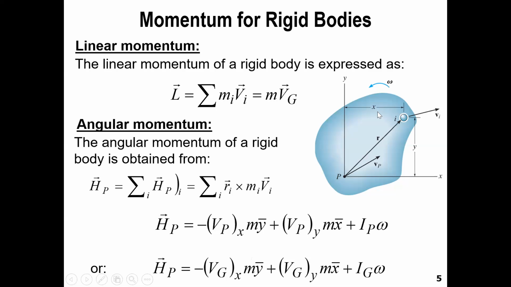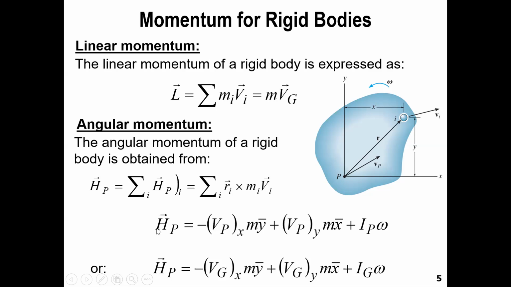If you calculate velocity of each particle with respect to G, you can still write H about P in terms of velocity of G. Okay? So you can use either of these two equations. Remember, H, or angular momentum, is still about P for both of them. But for one case, you use velocity of P and I about P. For one case, you use velocity of G and I about G. Okay? Any question?